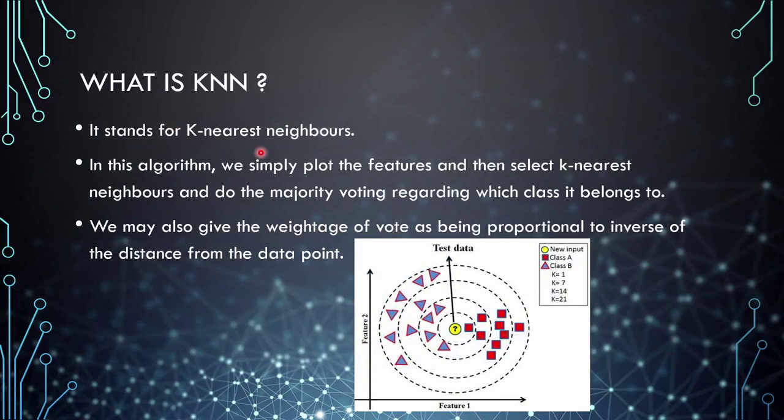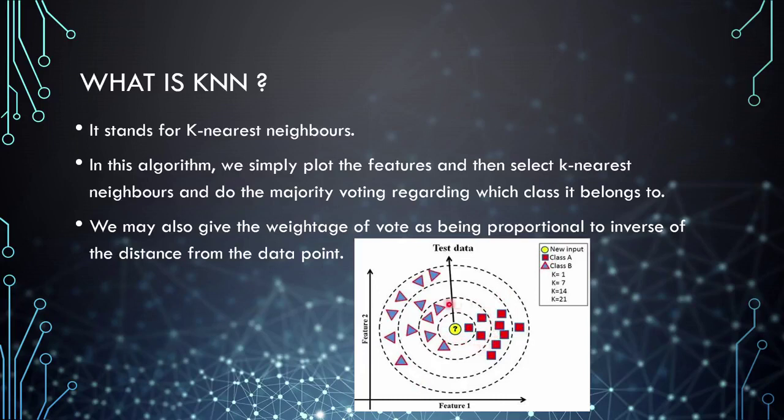In this algorithm, we simply plot our features and then select the K nearest neighbors and do the majority voting regarding which class it belongs to. Suppose in this data set, the red ones are our class A and the blue ones are our class B. If we take a test data point and want to predict what class it belongs to, in the first circle with k equals 1, we will find only class A, so we can directly predict that our test data is class A.